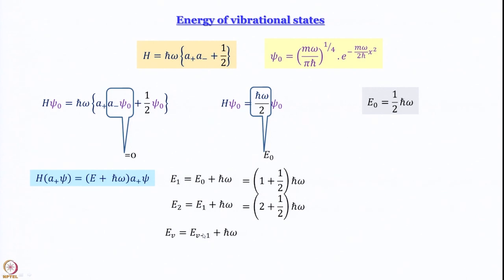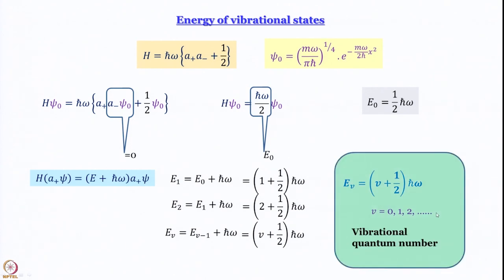E_v would be E_(v-1) plus ħω, that would be (v + 1/2)ħω. What is v here? What is the range of v? v ranges from 0 and increases by an integer each time: 0, 1, 2, 3, 4. This is the vibrational quantum number, and what we see here is the most general form of the energy of a quantum harmonic oscillator, E_v equal to (v + 1/2) multiplied by ħω, where v equals 0, 1, 2, 3, etcetera, and can go up to infinity. These are the vibrational quantum numbers.